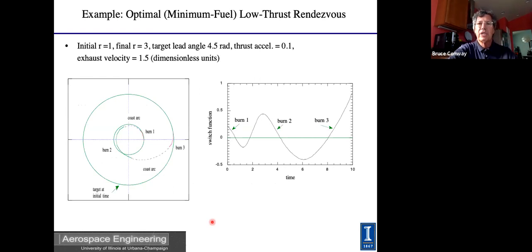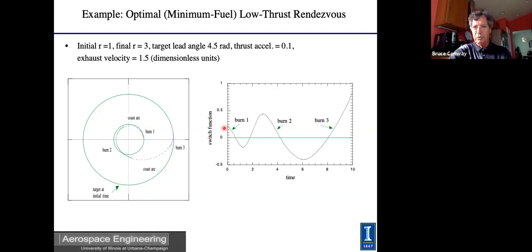So here's a simple example. This is one of the first ones that we solved this way a long time ago. So it's a typical problem. This is a minimum fuel, low thrust rendezvous. There's a spacecraft that's in this orbit at 1 AU, and we want to get out to 3 AU and rendezvous with a target that starts here. And it turns out that if you solve this problem using just the method I described, here's the optimal solution.